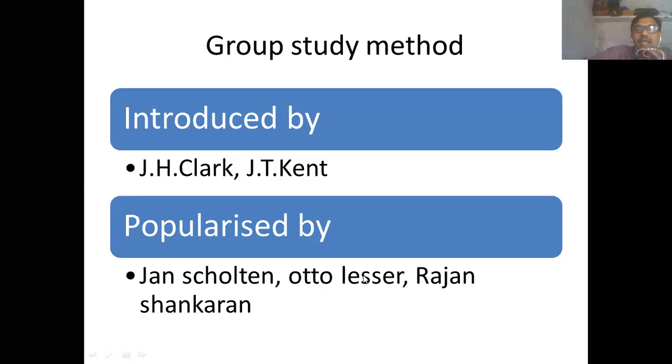So today we will stop here about this group study method. So far about this group study method, we have studied why the necessity of this method is felt, the introduction of the group study method, and who has introduced and popularized this group study method.